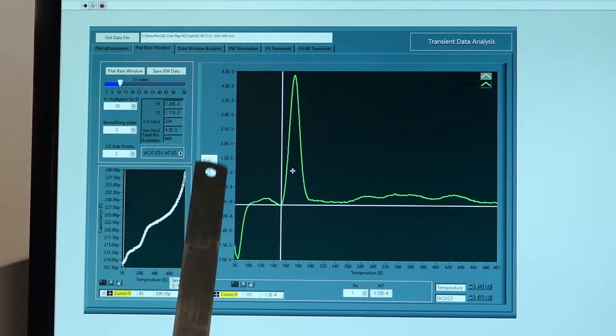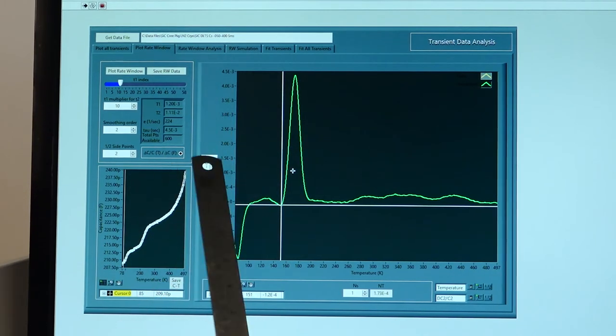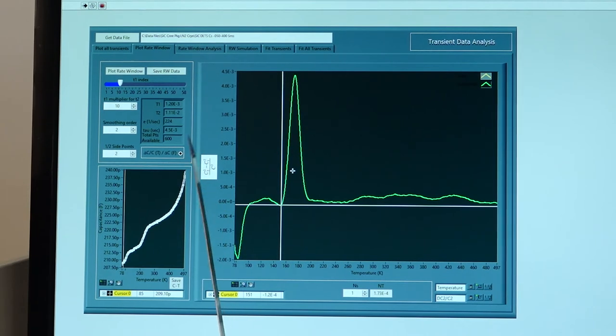This plot in the y-axis, you can see it is C2 square minus C1 square by C square. So C2 is the capacitance at the time T2. C1 is capacitance at time T1. We calculate square of them, and then we take the difference, and we divide it by the initial capacitance, that is C1.